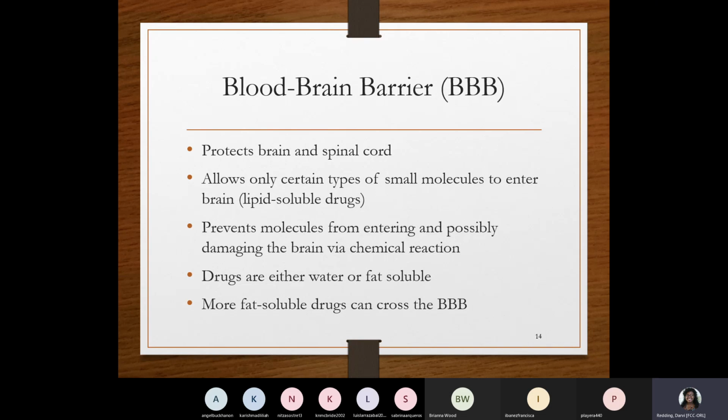There are certain properties that make medicines more or basically less likely to cross the blood-brain barrier. And so there are small lipophilic molecules, think of it like a fat-loving molecule, that can pass readily through the blood-brain barrier, for example. So as I mentioned before, you have some drugs that are either water or fat soluble, and it's easier to understand that more fat soluble drugs can cross the blood-brain barrier.